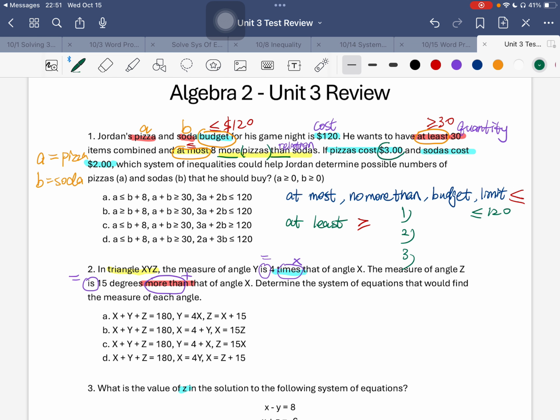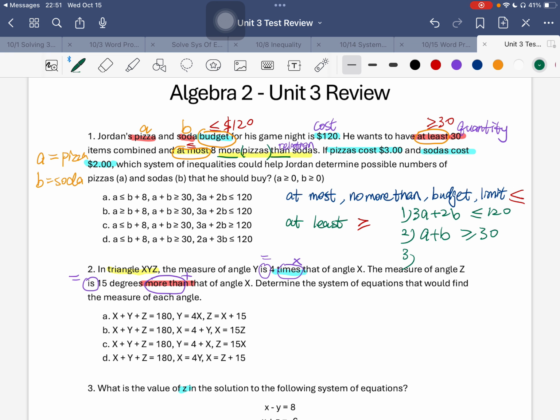So $3 per pizza, which is the variable A, plus $2 per soda, variable B. So for our first equation, it'll just be 3A plus 2B less than or equal to 120. Now the second equation is quantity. Quantity is very easy. We just add up both variables and it's greater than or equal to 30, our quantity.